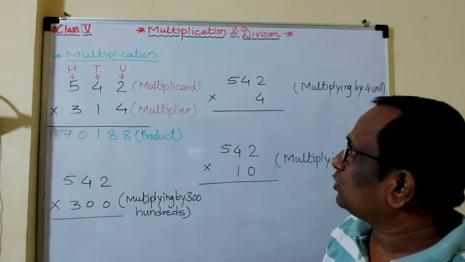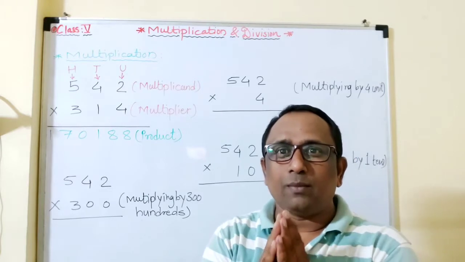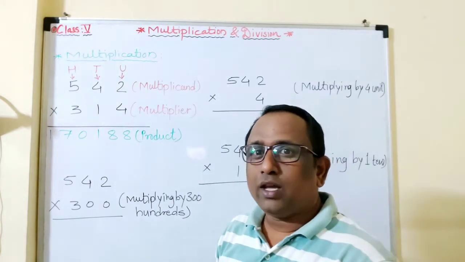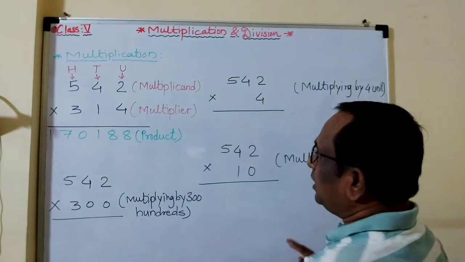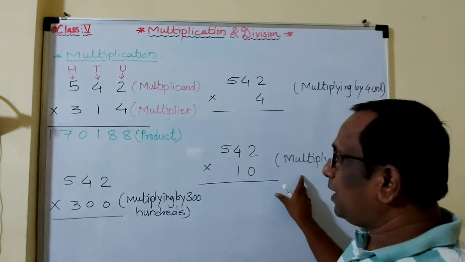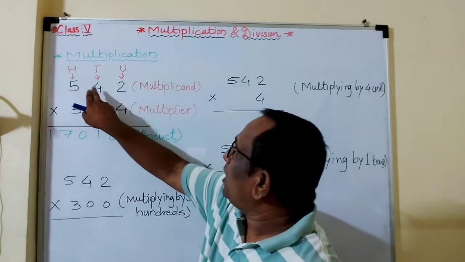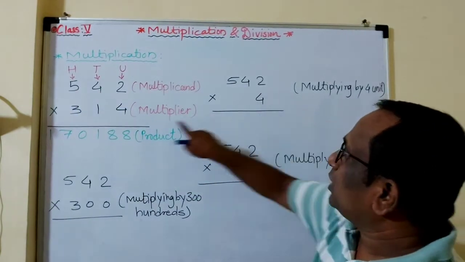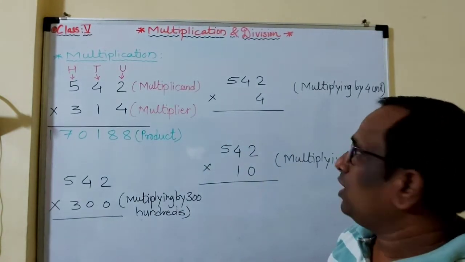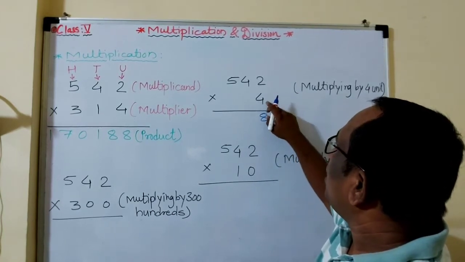Now here, students, we know that when we multiply, first we multiply by the unit place, then by the 10 place and by the 100 place. For example, I make three parts here. First we multiply by the unit place, then by the 10 place and by the 100 place. First, 542 is the multiplicand. At the unit place there is a 4, so we are going to multiply by 4. Now you know the tables. 4 1s are 4, 4 2s are 8. Now we multiply this.